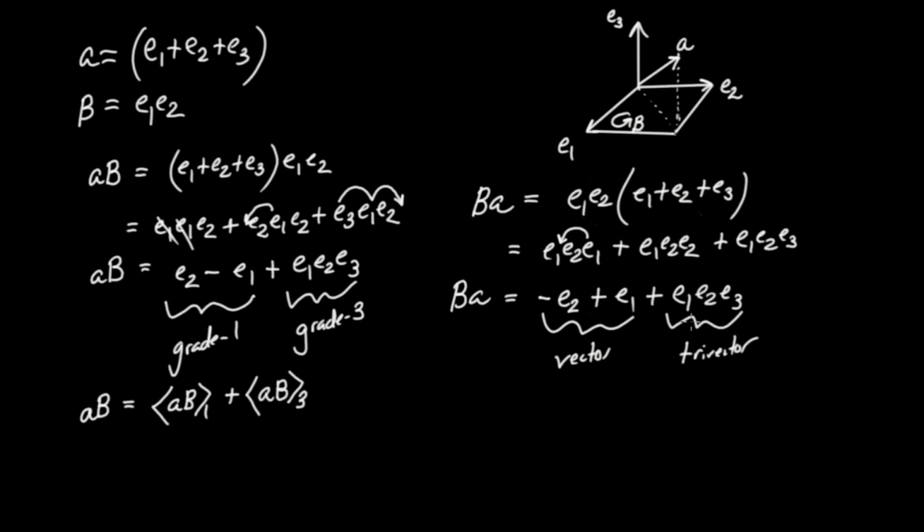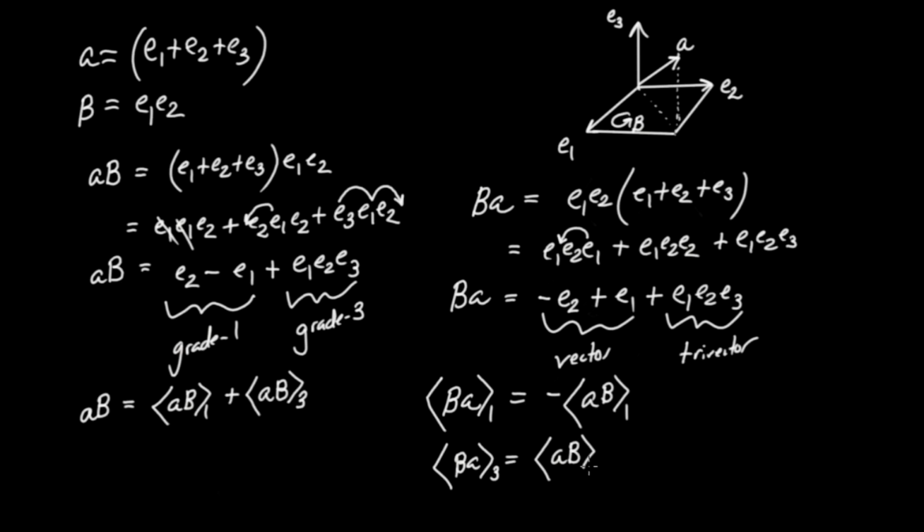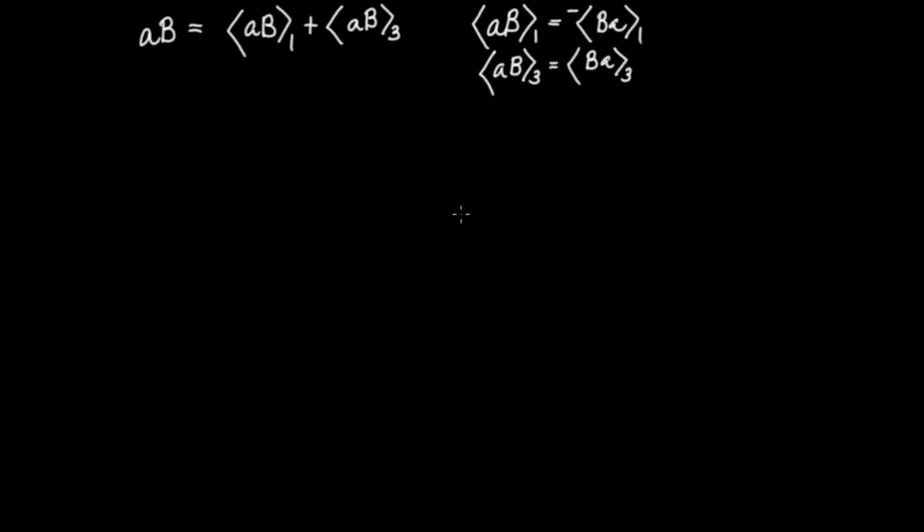And what do we notice about the grade 3 parts? They're the same. So let's write that out. So we said that the grade 1 part of BA is equal to the opposite of the grade 1 part of AB. And that would be notated like this. And we also found that the grade 3 part of BA is the same as the grade 3 part of AB. So that's another pretty important observation there, that when you flip the order of the geometric product, instead of considering AB, you consider BA, the vector part flips sign.